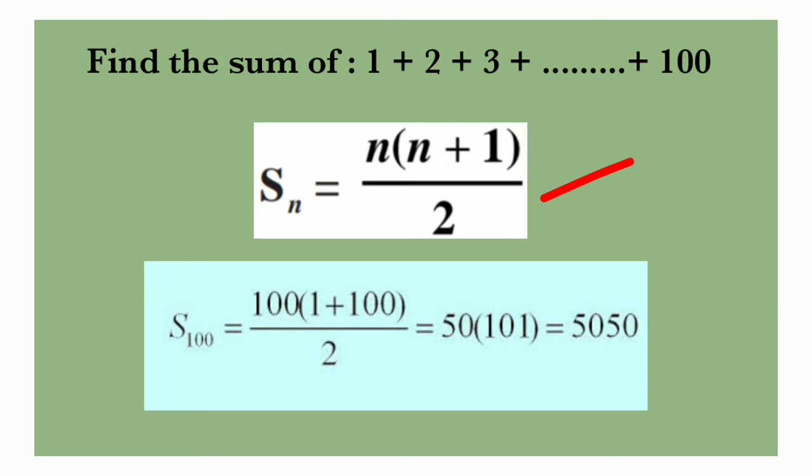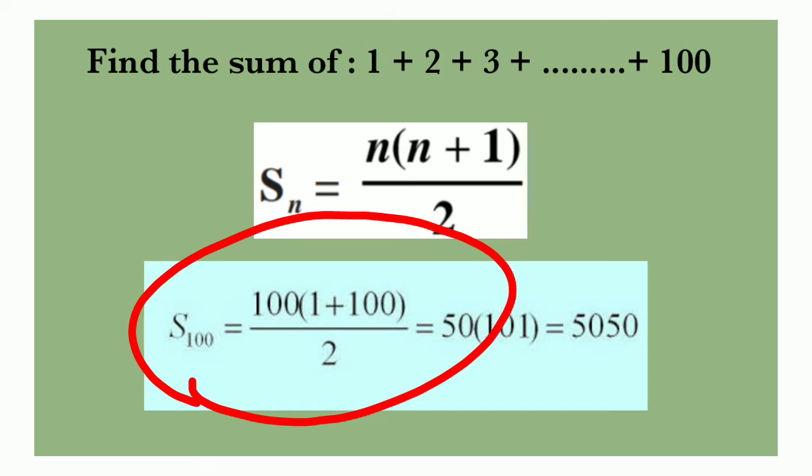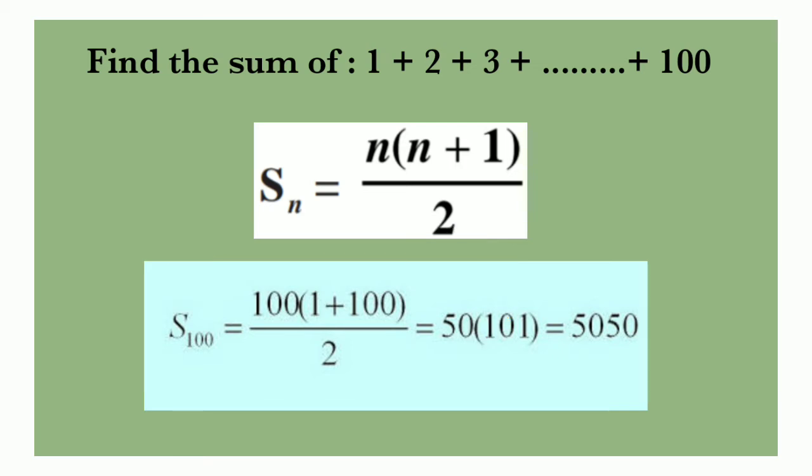So substitute: S100 is equal to 100 into (100 plus 1), or 1 plus 100, divided by 2. So 100 by 2 means 50. 50 into 101, because 100 plus 1 is equal to 101. So 101 into 50 is equal to 5050. So this is the sum of the first 100 positive integers.